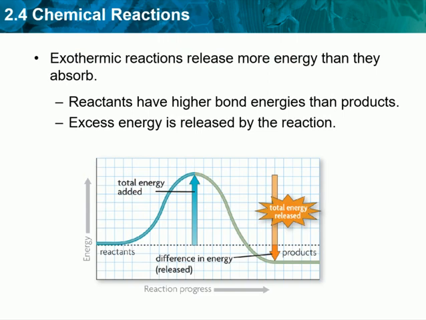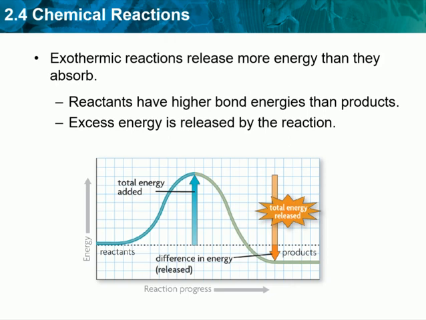An exothermic chemical reaction releases more energy than it absorbs. If the products have a higher bond energy than the reactants, the reaction is exothermic. The excess energy, which is the difference in energy between the reactants and products, is often given off as heat or light. Some animals, such as squids or fireflies, give off light that comes from exothermic reactions, like is represented on the screen here.